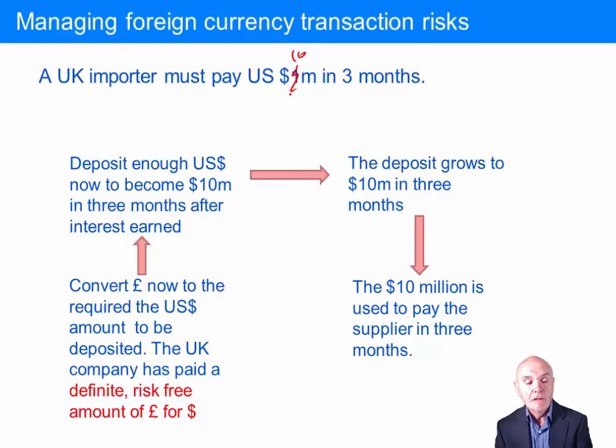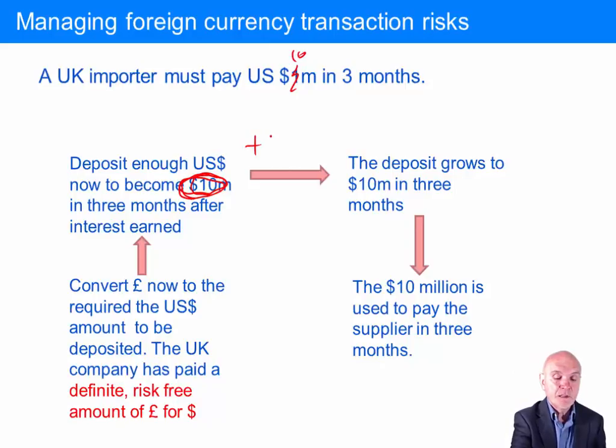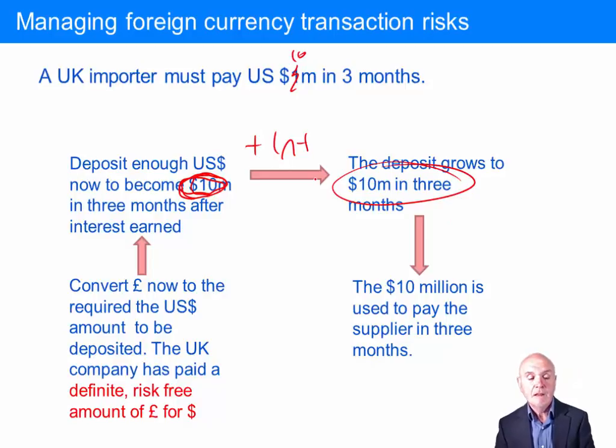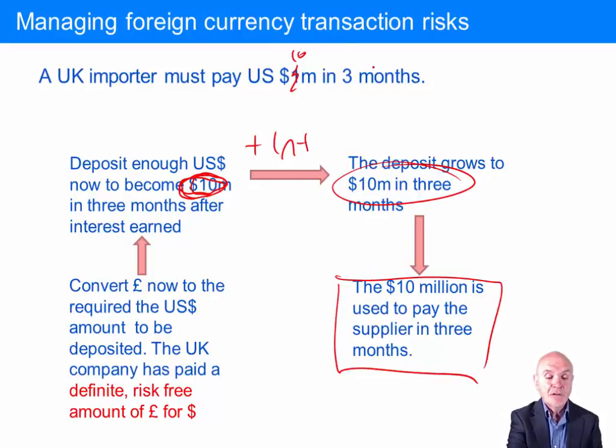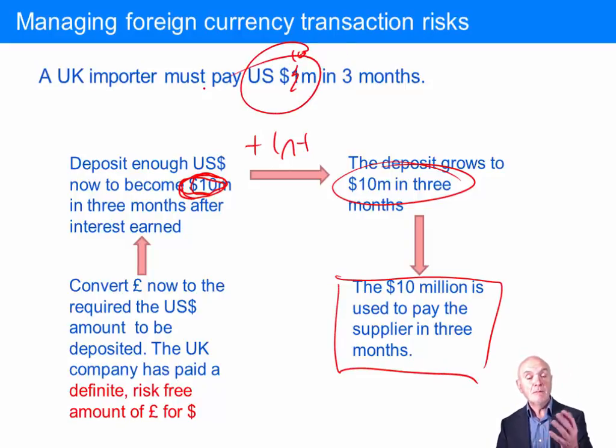So we know we're going to need dollars in 3 months. So why not put that aside now? Why not deposit enough dollars in the US bank account? It won't be 10 million, but we're going to be depositing some money in a US bank account so that when you add some interest, it's going to grow, becomes 10 million. So enough US dollars to become 10 million when you add on 3 months worth of interest. And then of course you have $10 million in the bank, and you use that simply to spend the 10 million that your supplier requires.